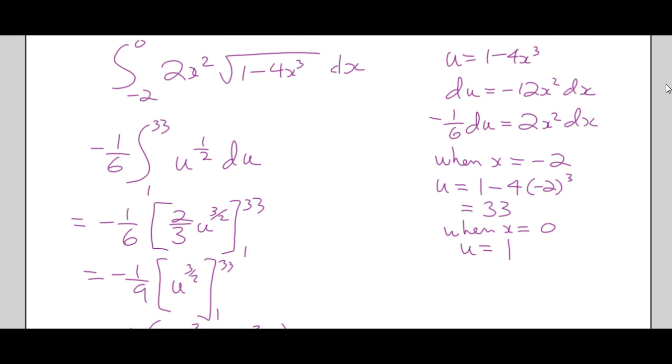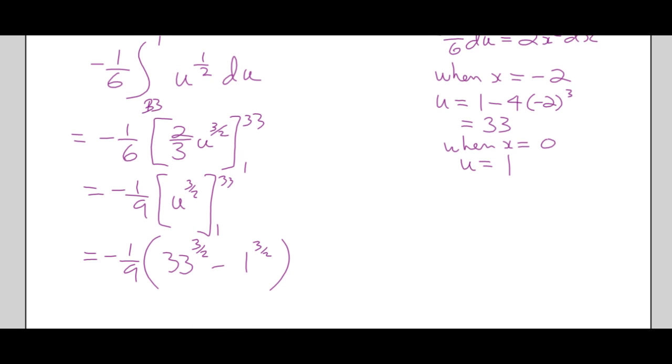Oh, sorry, the negative 2 was a 33. I reversed all these. The negative 2 was the 33. So that's the 33. Point to note: watch what's what. When x is negative 2, u is 33. So we go 33 on the lower bound there.